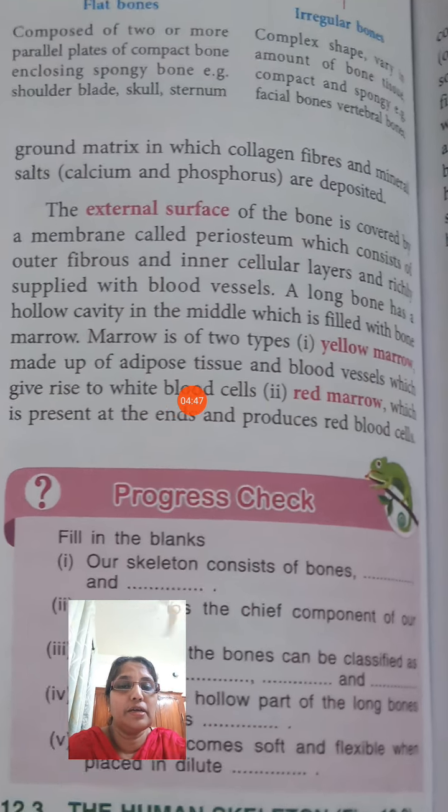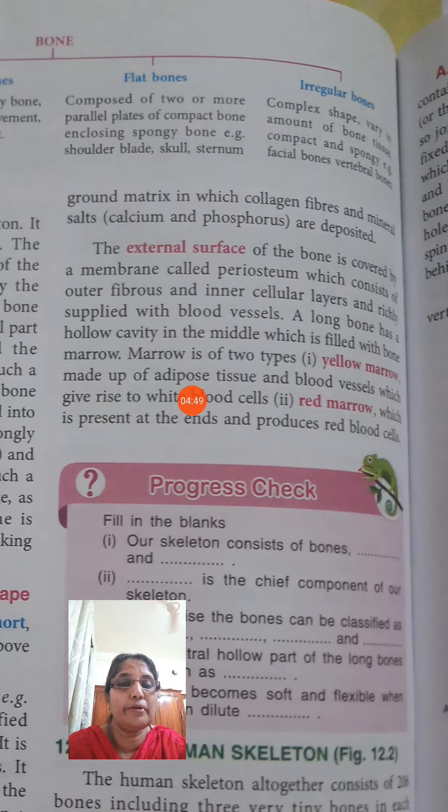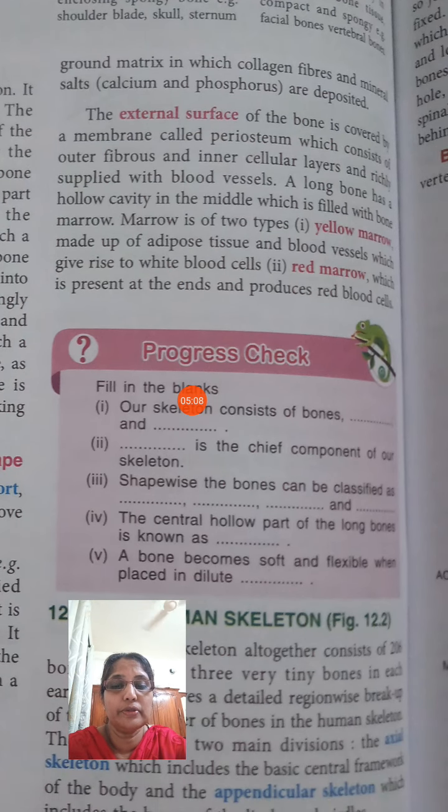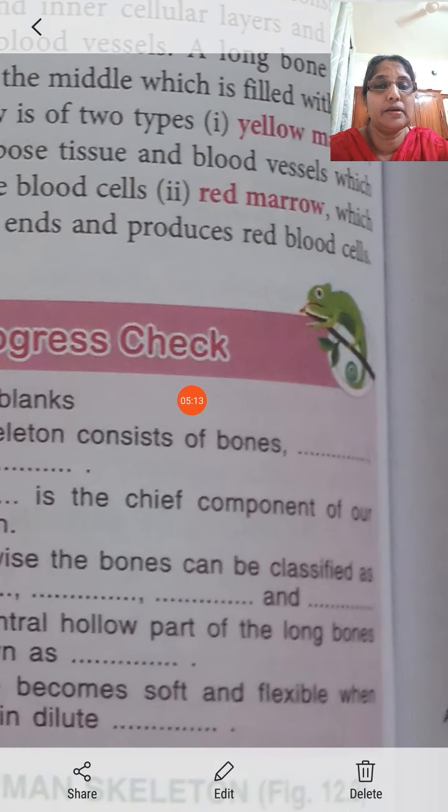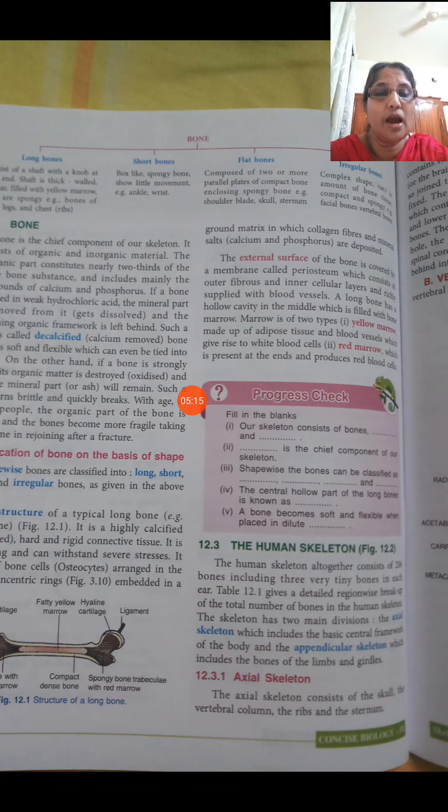Then it has two kinds of bone marrow. Yellow bone marrow is made up of adipose tissue. Adipose means fatty tissue. Fat-containing cells are present in the bone marrow. Then again there is red bone marrow. It can produce red blood cells. Red bone marrow produces most of the RBCs.